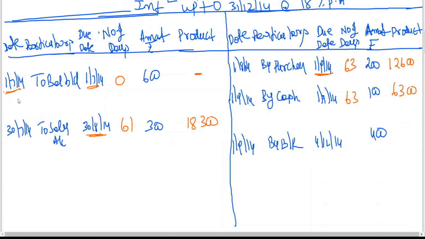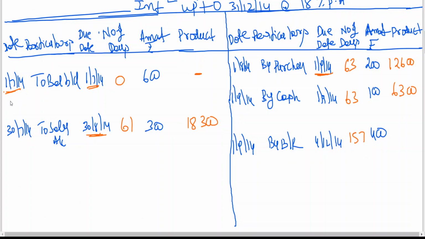4th December to 1st July. So 1st July, how many days are there? 31. August, 31. September, 30. October, 31. November, 30. Plus 4 days, December. It is coming to how many days? 157 days. Repeat once again.